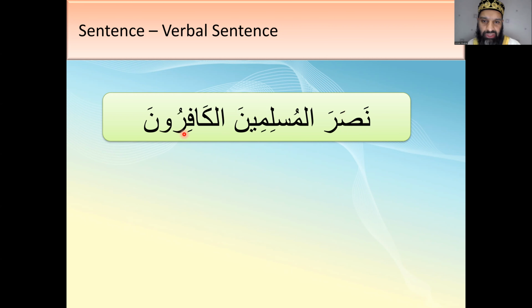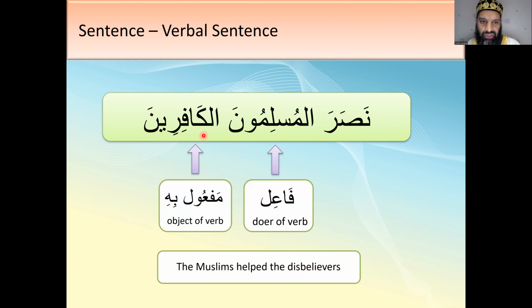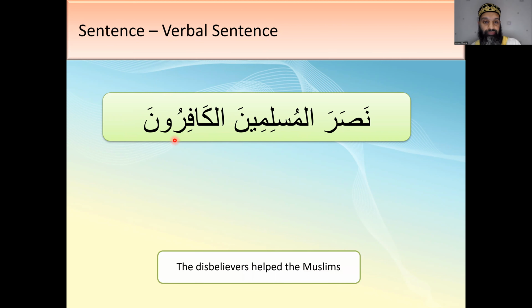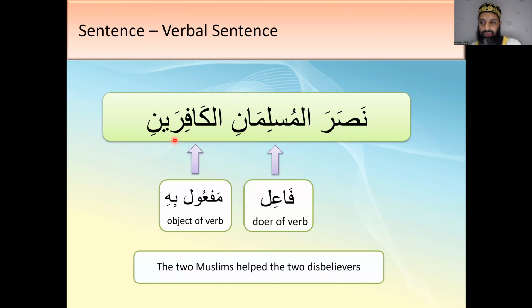And then we had some more examples here. Look what we changed. We made this one marfu now, and this one mansub. So nasara al-muslimin al-kafiruna. Now it means the disbelievers helped the Muslims. I mean, it might not be the correct way to say it, right? But I'm just showing you how you change the marfu'ness. Whichever one you change to marfu', that becomes the doer. And then we had other examples.